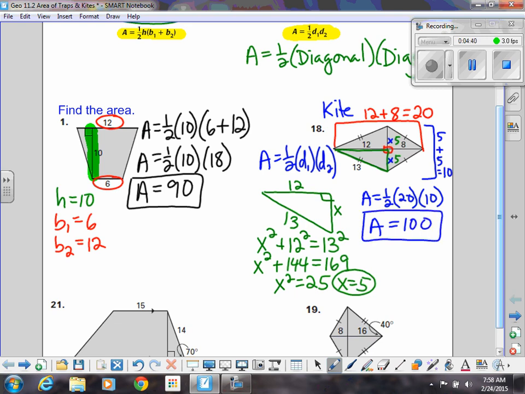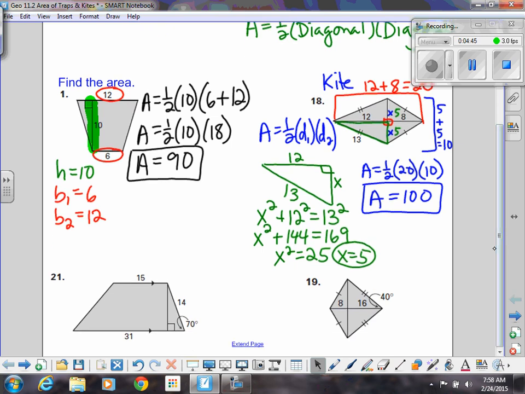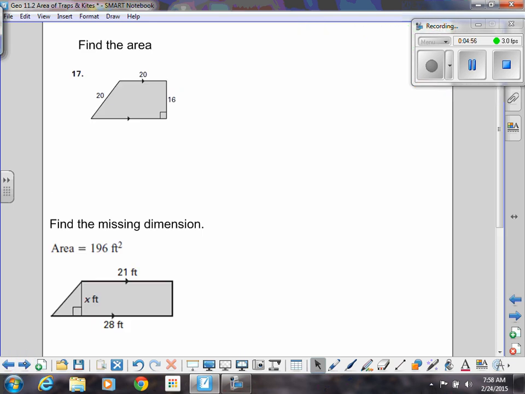So notice that we had to do a little bit more extra work with the Pythagorean Theorem. Now 21 and 19, we're going to save those for class. These are also going to require more work, but it's different than the Pythagorean Theorem, so we'll discuss that later.